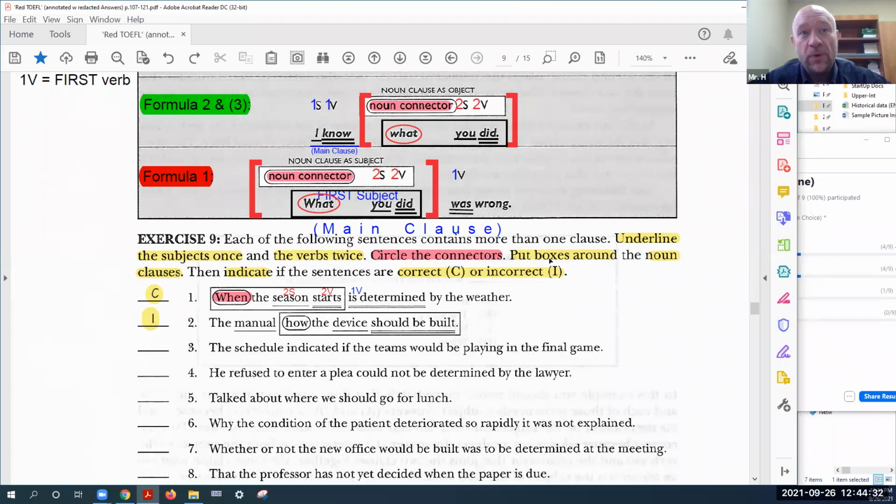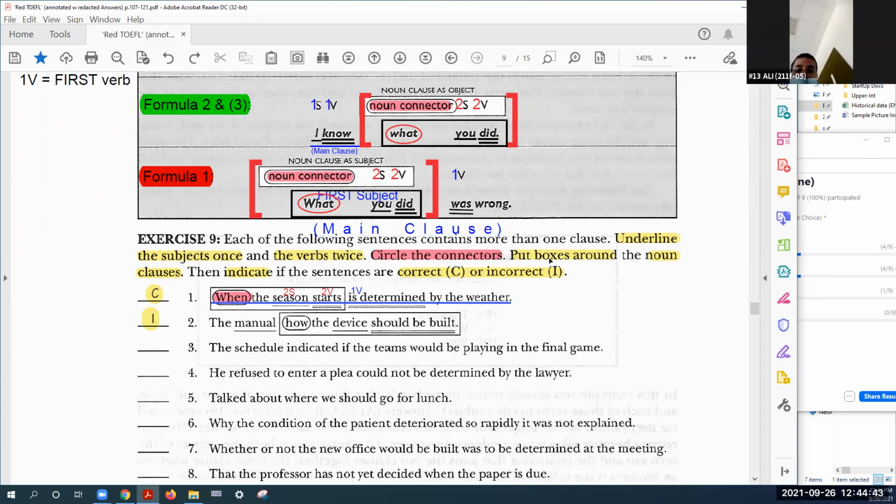So where's the main clause? All of it. When the season starts is determined by the weather. You see, something is determined by the weather, right? And what is something? When the season starts. Yes. Okay. Let's do number 2.